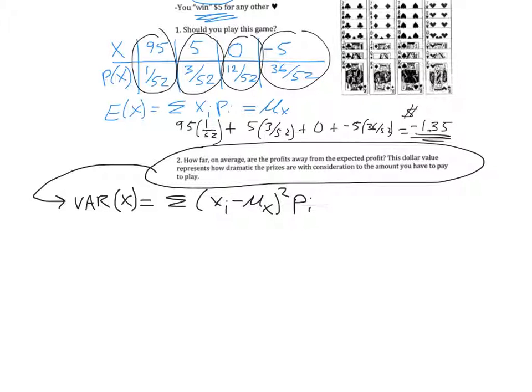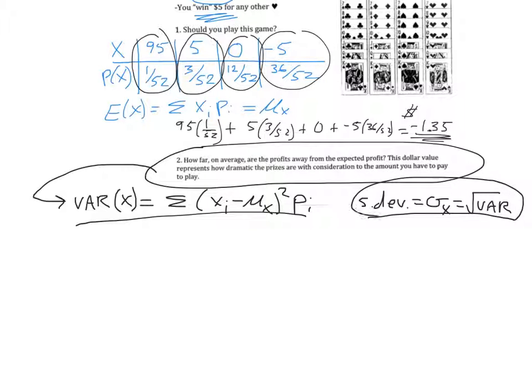Once we finish that, we'll be able to figure out the standard deviation, which is nicknamed sigma sub x, by taking the square root of the variance. So these two formulas together will get me the standard deviation of what I'm looking for. So in this question, this is what it looks like.